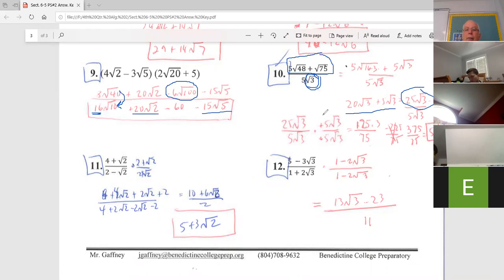And then again, we couldn't have that 5 radical 3 in the denominator, so we multiplied it in the denominator by 5 radical 3. You can see the math. I don't know if that's on the web version of yours. It wasn't. So your final answer should be 5 for number 10. Everybody get that?